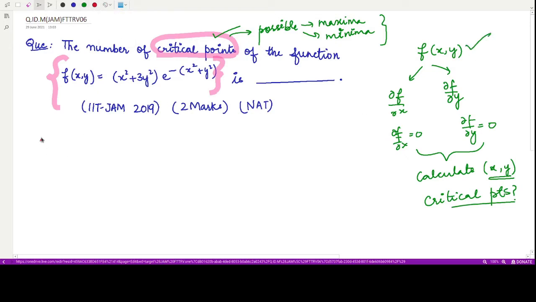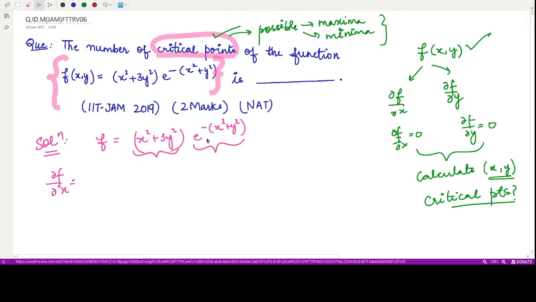Okay, so for the solution, let me write down the function. It is given to be x square plus 3y square multiplied by e to the power minus x square plus y square. Let me take the partial derivative of this function with respect to x. I am applying the product rule onto these two terms containing both x and y. Here we'll treat y as constant.